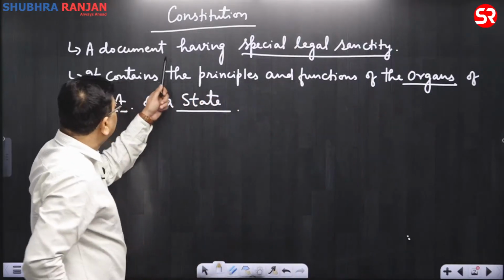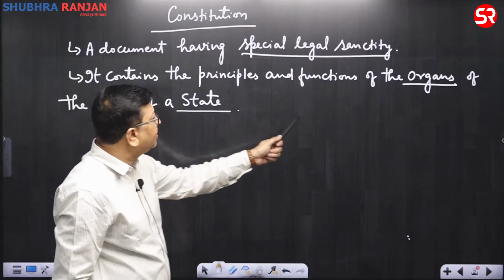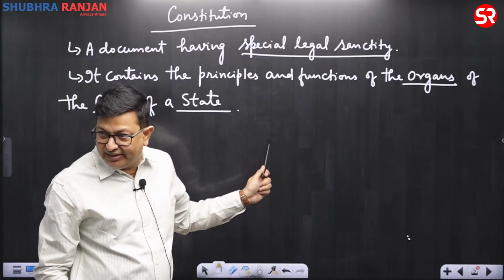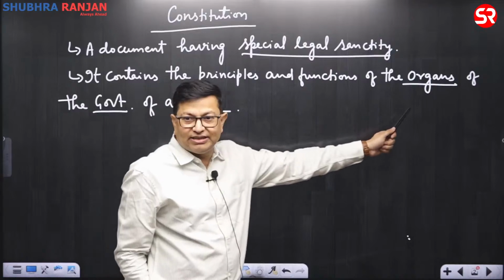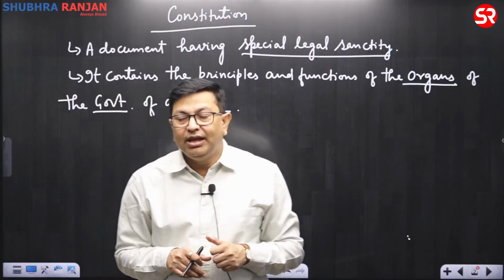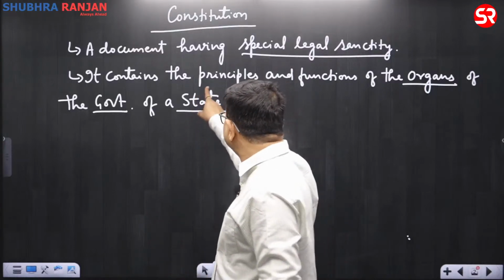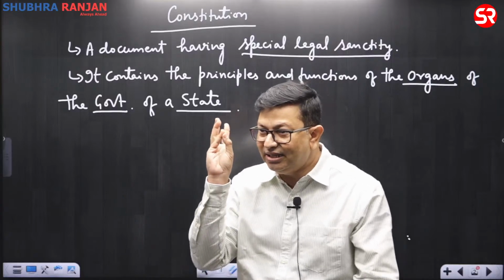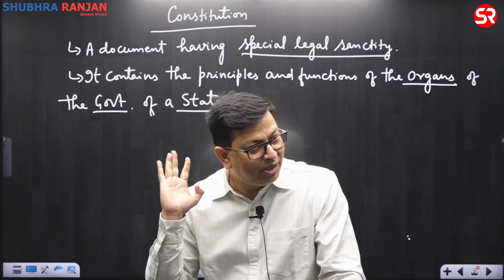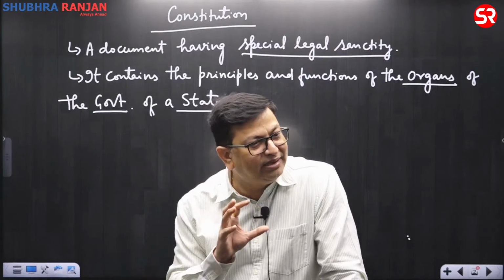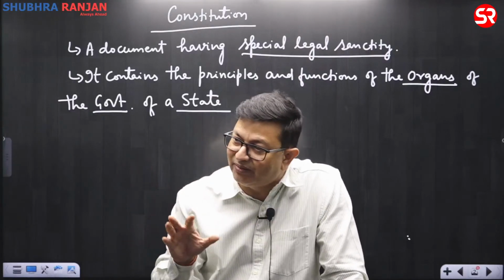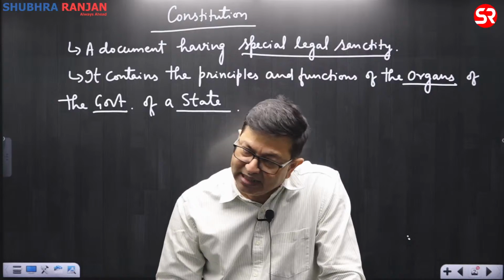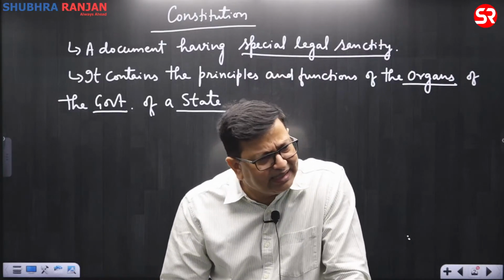That is, the constitution contains the principles and functions of the organs of the government of a state. So the meaning of the state, then government and the organs. The constitution of a country basically talks about the principles and functions of the organs of the government of the state: legislature, executive and judiciary. To explain this point, we discussed so many things. In the coming classes, we will be discussing these things in detail.